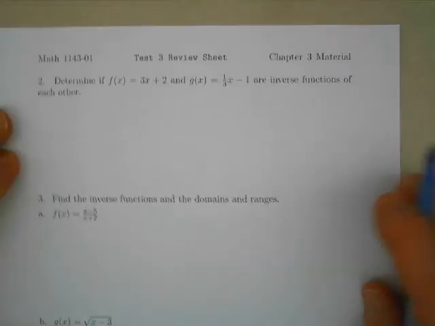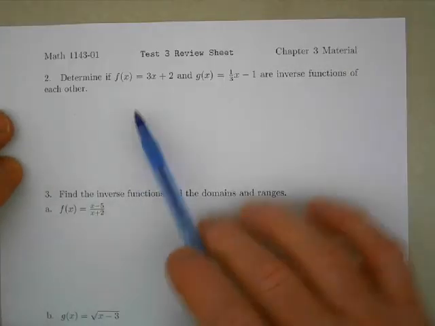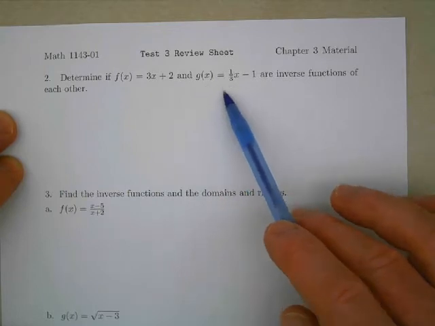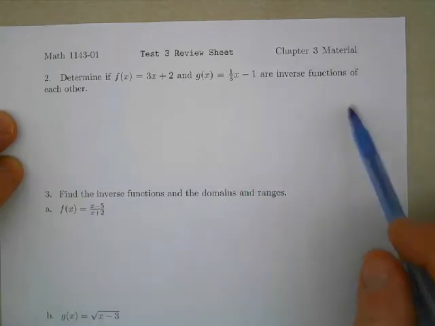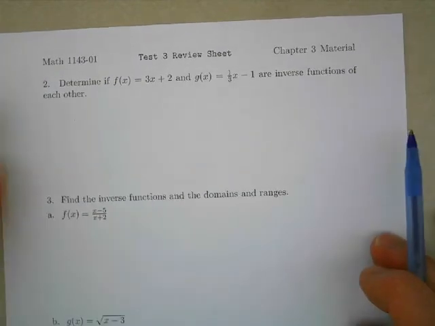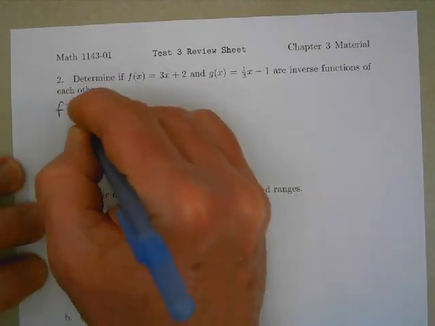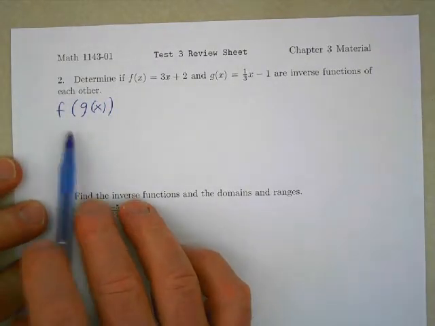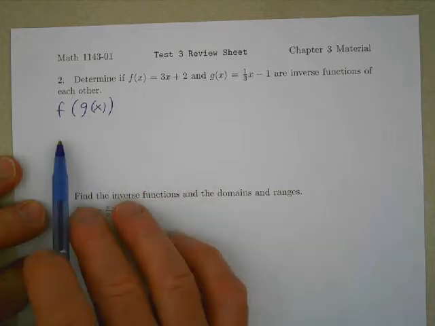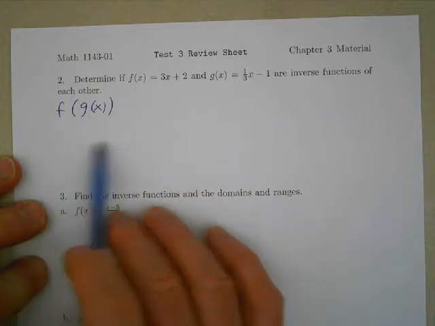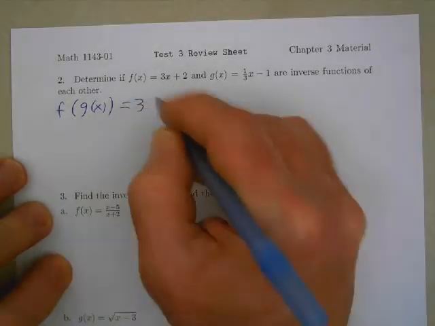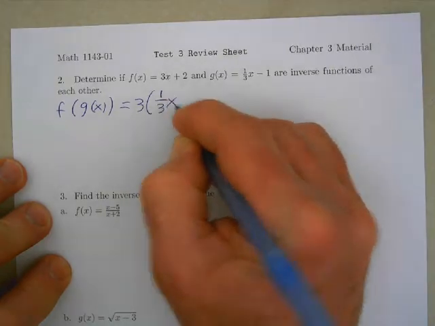Okay, the next sheet, number 2, determine if f of x equals 3x plus 2 and g of x equals 1/3 x minus 1 are inverse functions of each other. Well, one way to do it is to compose f and g, f of g of x. If f and g are inverses, then f of g of x equals x, and so does g of f of x.